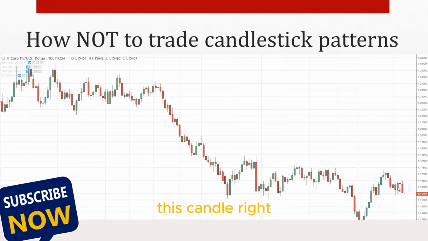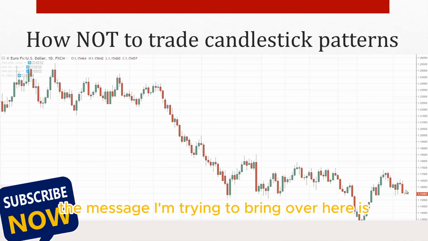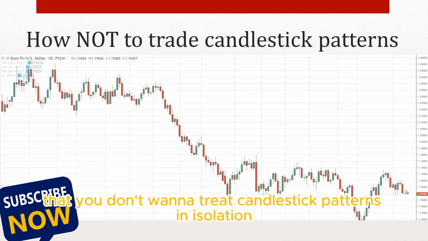Or if they look at this green candle, oh, rejection of lower prices, this candle, let me go long. Bam, market reverses. What's going on? Why is that so? I'll explain why shortly, but first, the message I'm trying to bring over here is that you don't want to trade candlestick patterns in isolation.